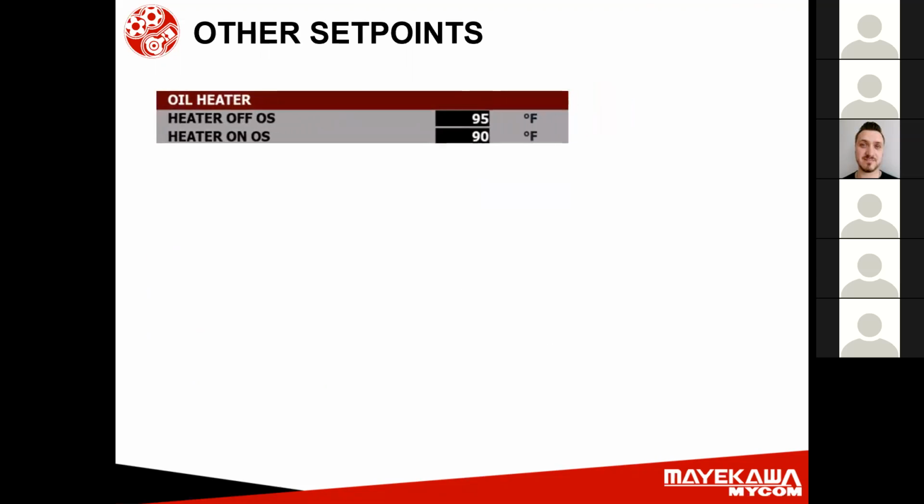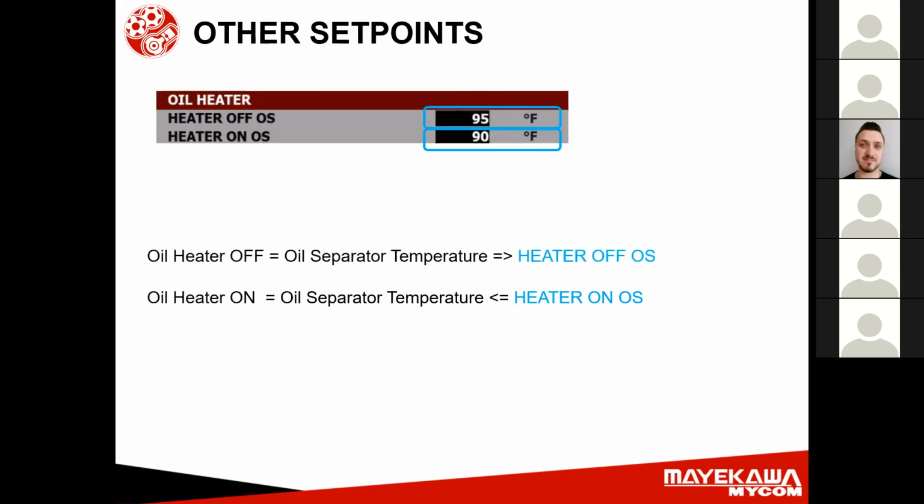The oil heater set points control the oil heater based on oil separator temperature. If there is no temp sensor in the oil separator, the oil heater will have an integrated thermostat within itself. As long as there is a temp sensor installed, the panel will have the following settings: the temperature off and the temperature on set points. The heater off setting must be higher than the heater on setting.